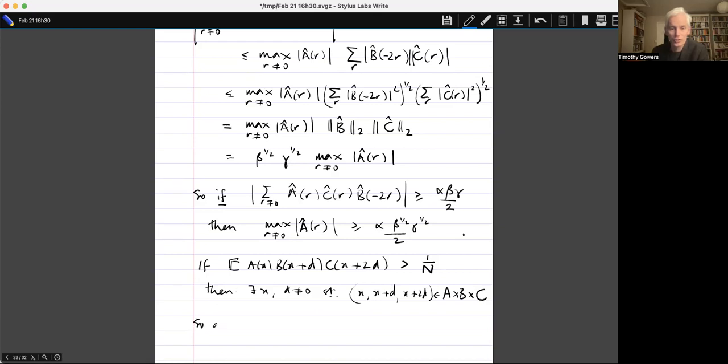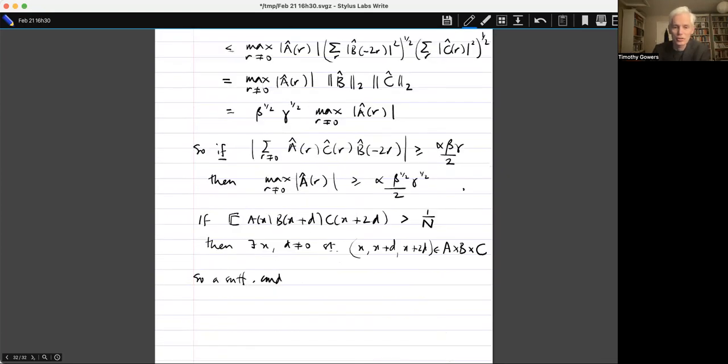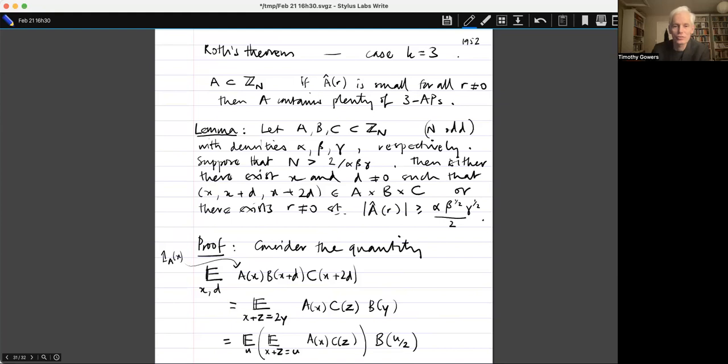So a sufficient condition, since we've just got that if that's not the case, then this quantity here is at least alpha beta gamma over 2. So a sufficient condition is alpha beta gamma over 2 is greater than 1 over n, or n is greater than 2 over alpha beta gamma, which I hope is what I wrote up here. It is n greater than 2 over alpha beta gamma.